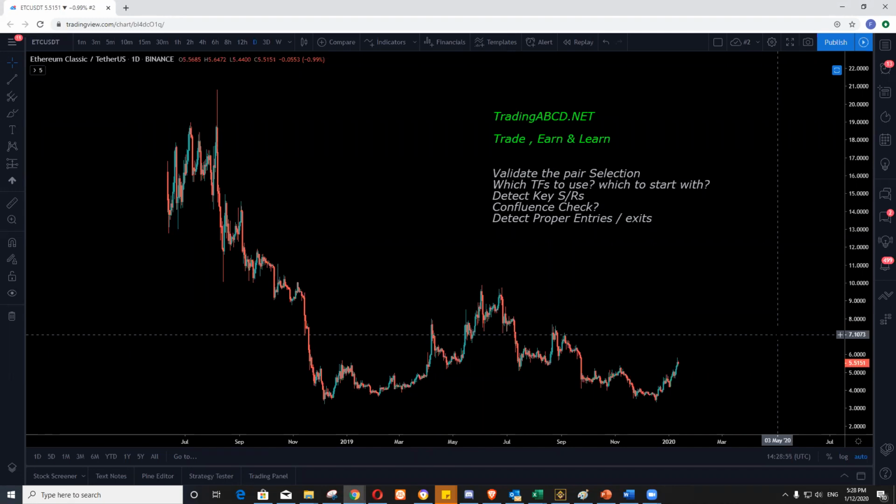I will try to make it very fast but very useful. Please review it one or two times, and it will help you a lot to build the idea in your mind of how to select a coin, how to trade a coin, how we give signals, how we trade something.